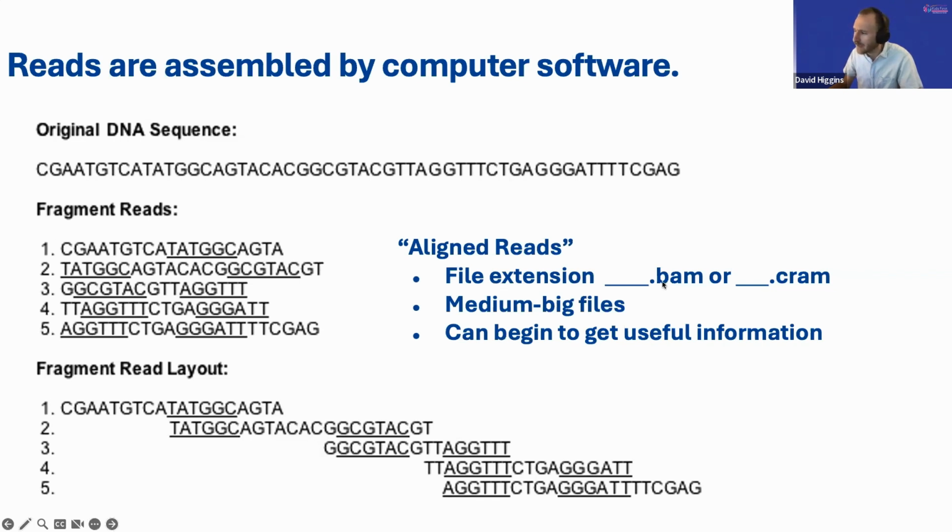These files usually have a .bam or more recently a .cram extension. These are, I call them medium big, so they're a little bit smaller than the raw FASTQs, and they have useful information. So we're now starting to represent a more complete picture of what the genome looks like. We don't have puzzle pieces in a box anymore. We have an assembled puzzle on our table.